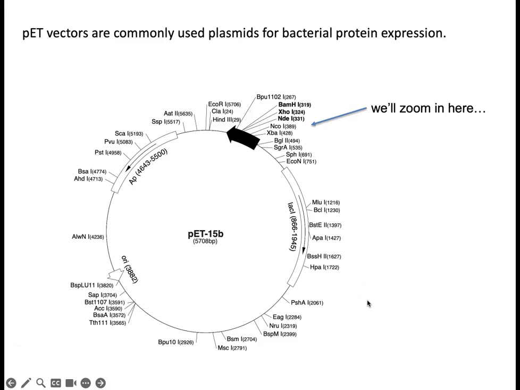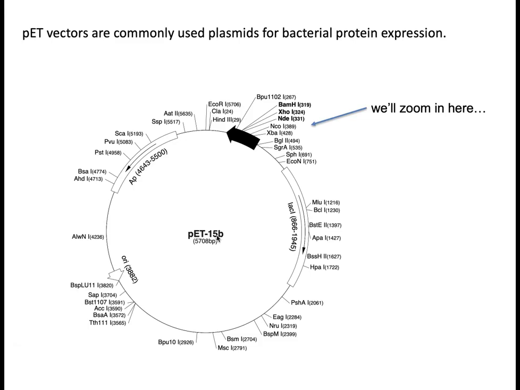So this is a common plasmid system that is used for producing proteins in bacteria. And these vectors are called PET vectors, P-E-T. There's a family of these, and PET15 is a very good representative of what this class of plasmids looks like. And I very commonly use PET15B for production of proteins of interest in bacteria.